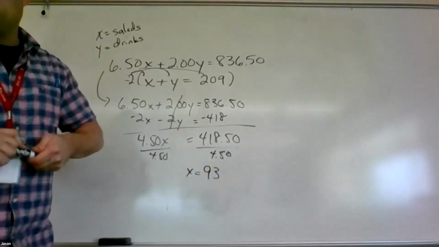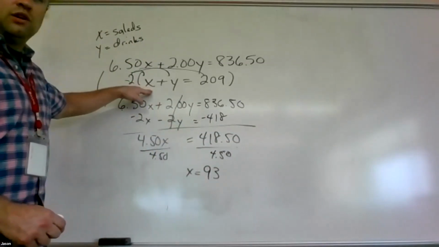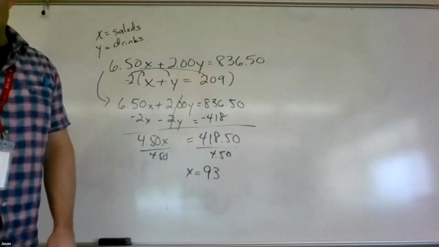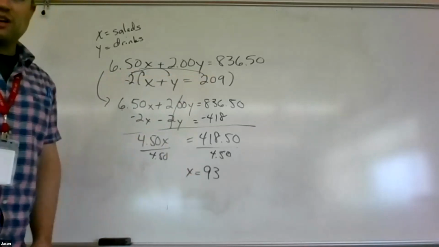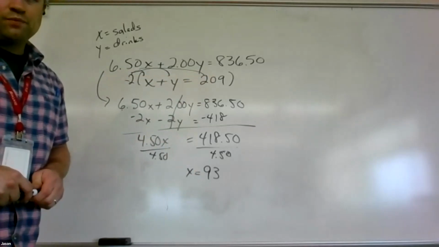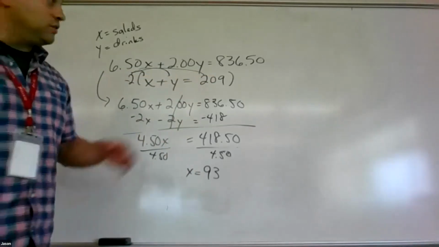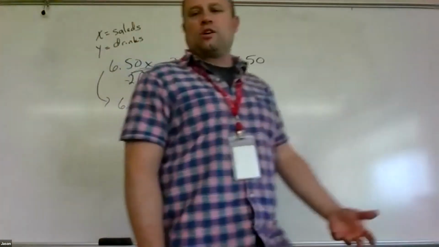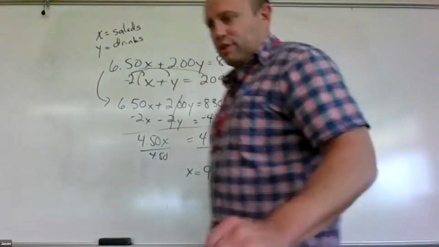If I wanted to know the number of drinks, I would just take this and plug it in right here, subtract it to the other side, and I would get 116. But that wasn't the answer; I wanted the salads. That's how I can find the salads. Questions about that? There's a lot to that. Part of it is being able to put the words into mathematical sentences, and that's what a lot of this is, especially in the calculator version. Unless there are any other questions, I'm going to move on.